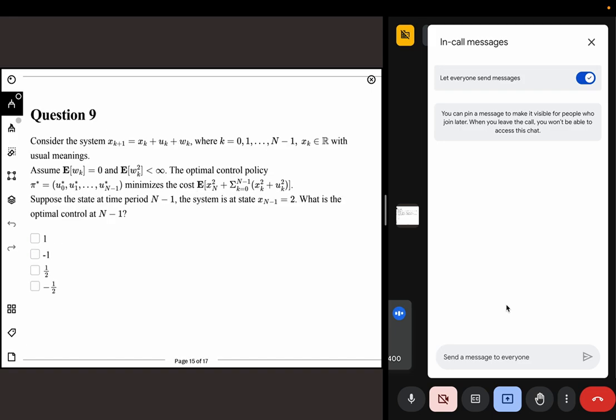It's the same problem as before, so you can just quickly solve it. The same transition dynamics, but I'm telling you that at n minus 1, this is the particular state value. What is the optimal control at n minus 1? I'm asking you, what is the value of un minus 1? How do you solve it? Let's say you do not know anything about the Riccati equation or anything of that sort. What will you be doing?